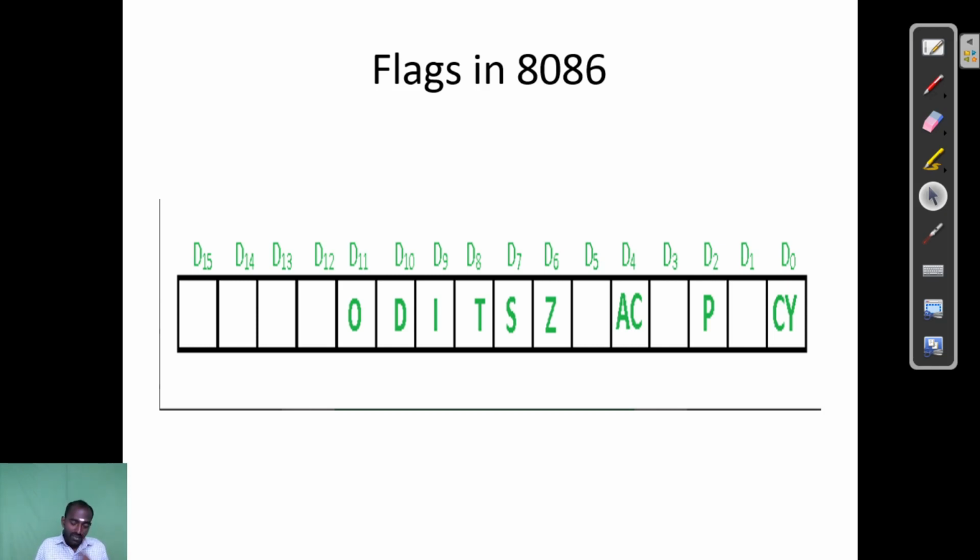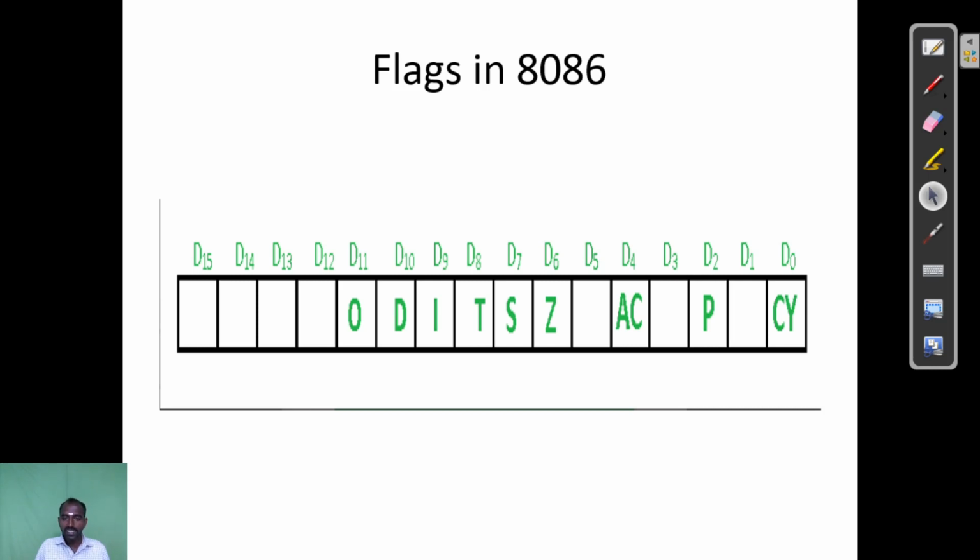Okay, so what is a flag? A flag is a flip-flop that stores the status of the processor in a microprocessor. This diagram indicates the flag structure of 8086. There are 9 flags in 8086: carry flag, parity flag, auxiliary carry flag, zero flag, sign flag, trace flag, interrupt flag, direction flag, and overflow flag. A flag is a flip-flop to store the status information of the processor.